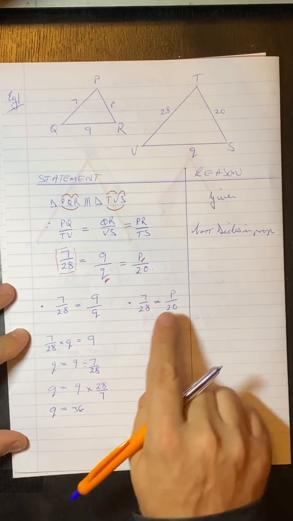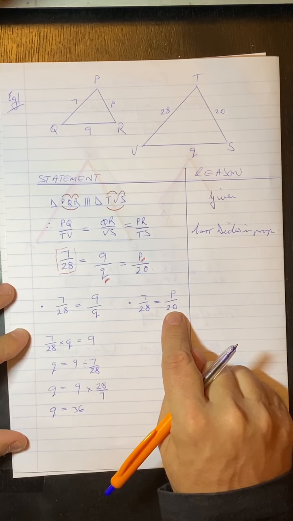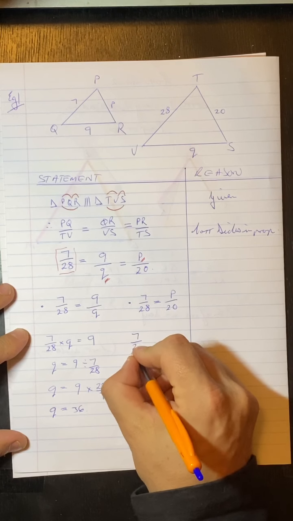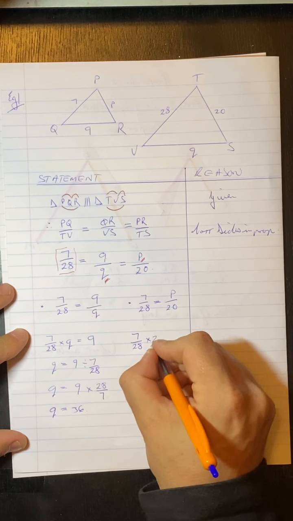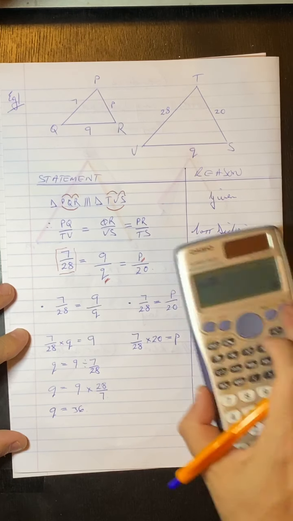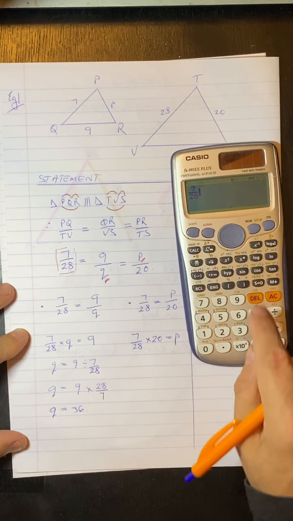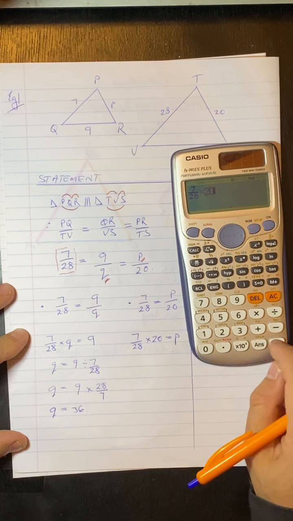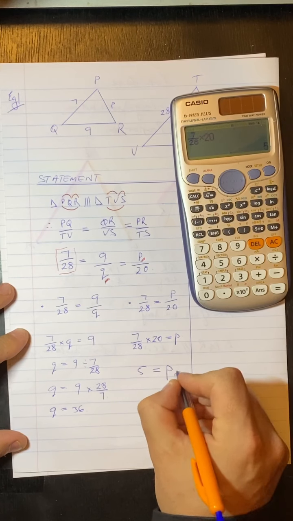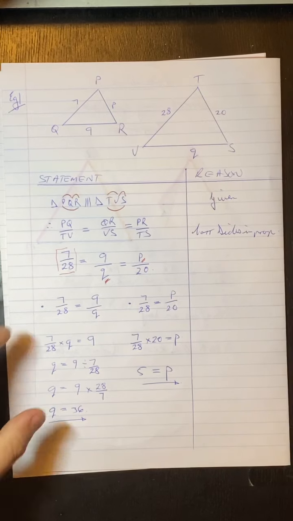Now I must just solve for this one. So to get the P on its own, we have to multiply both sides by 20. So this one will be 7 over 28 multiplied by 20 equals P. So here we can put this now on the calculator. 7 over 28 multiplied by 20, and we get 5. So 5 is equal to P. And we've solved for both P and Q, what they've asked. Okay.